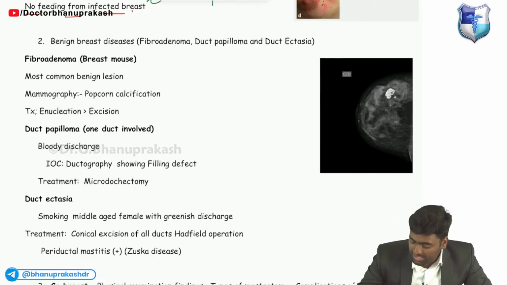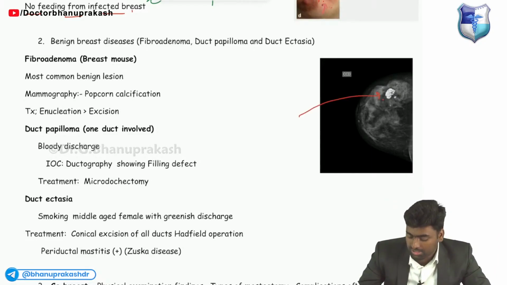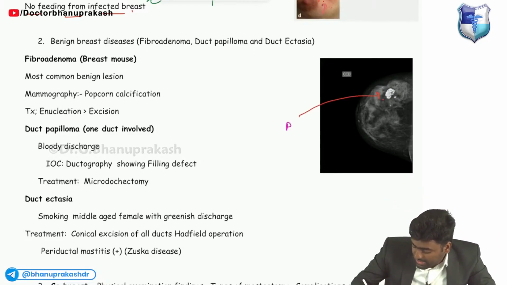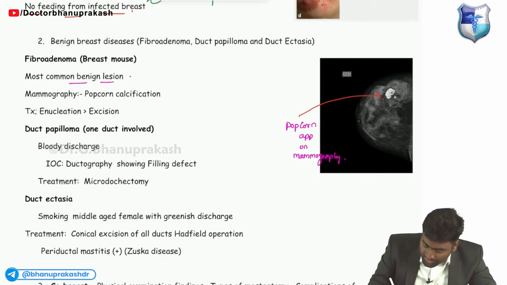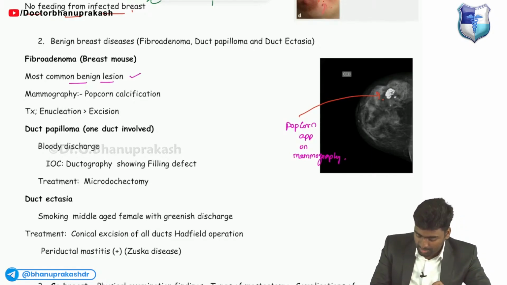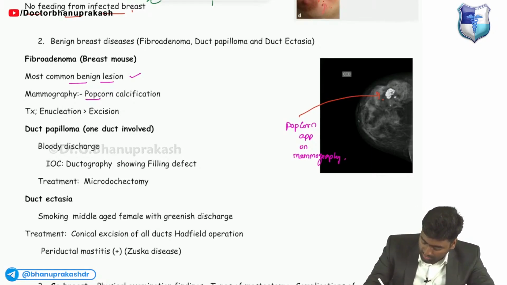It is nothing but a small fatty deposition with calcification, causing a popcorn appearance on mammography. Fine. And it is the most common benign lesion of the breast. Yes, it is the popcorn calcification, and on mammography you will be able to see it.